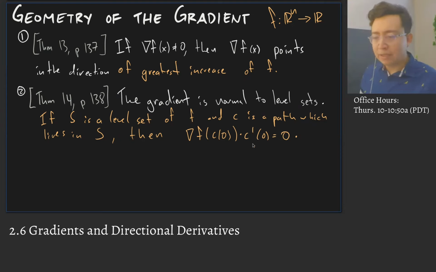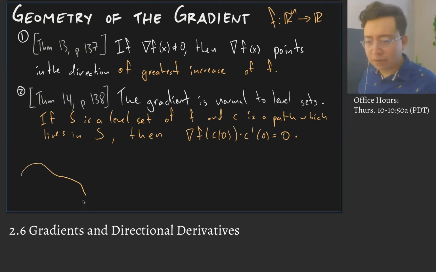But basically, what this is saying is, I'll draw a picture here. If you have your level set, we've seen in the n equals 2 case, the level sets are these curves living inside of f of x, y equals k. And if you have a path that lives along this level curve, let me draw a picture, maybe this here is C.